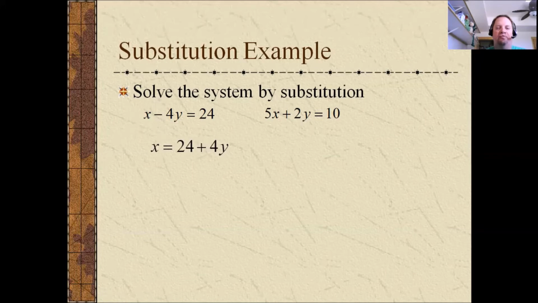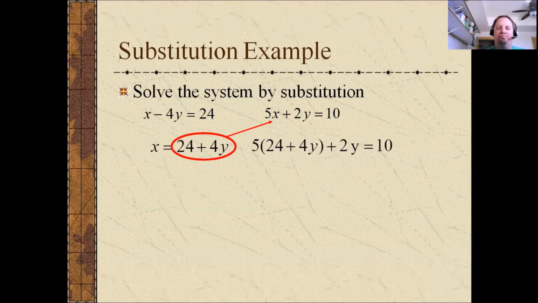Once I've solved for one of the variables, I like to circle that expression. We're going to put the expression 24 plus 4y in place of x in the other equation. It's not going to replace the 5 or the 2 or the y. It's going to replace x because it's equal to x. If these expressions are very complicated, you want to make sure you use parentheses when you put them into the other equation. So now we have 5(24 plus 4y) plus 2y equals 10.